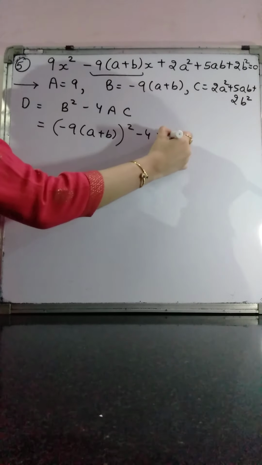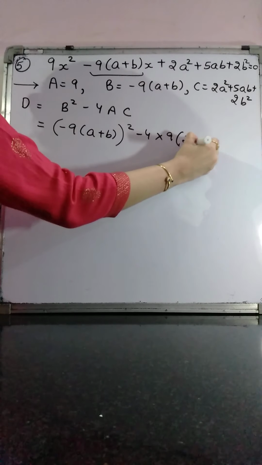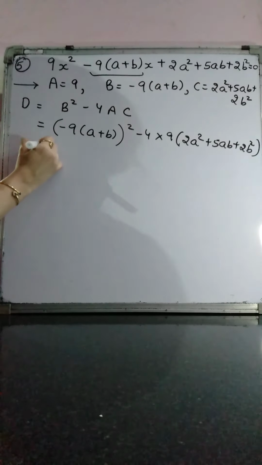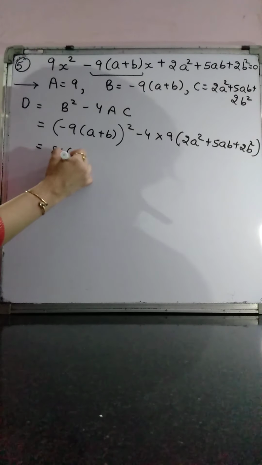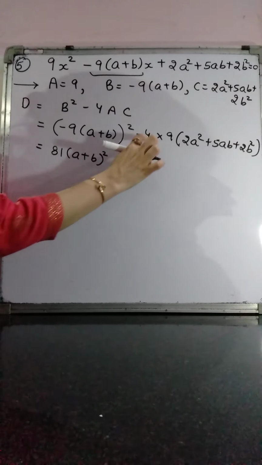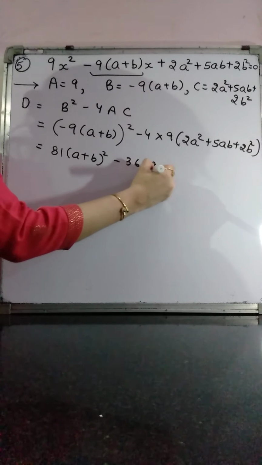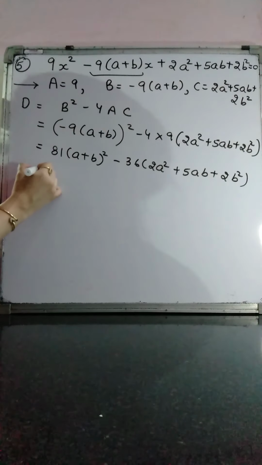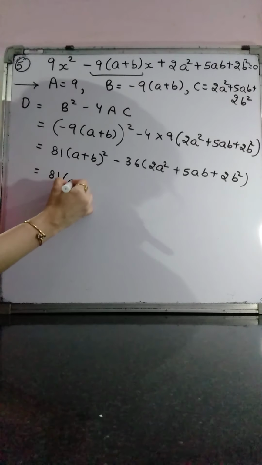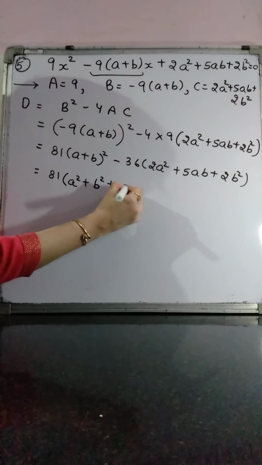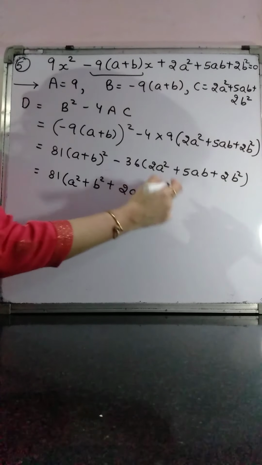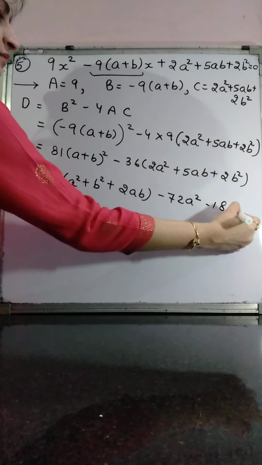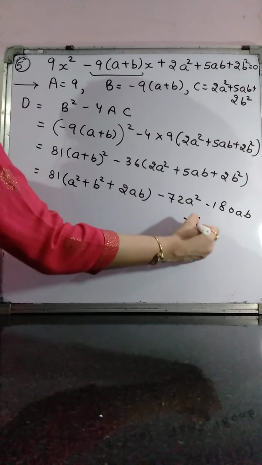The value of a is 9 and the value of c is twice a square plus 5ab plus twice b square. 9 square 81, a plus b whole square. 4 into 9 is 36. 81 a plus b whole square, apply identity, a square plus b square plus twice ab. 36 into 2, 72. 36 into 5, 180. 36 into 2, 72.